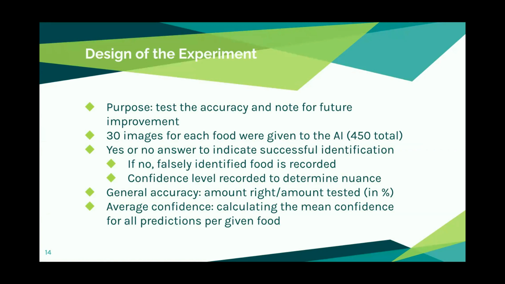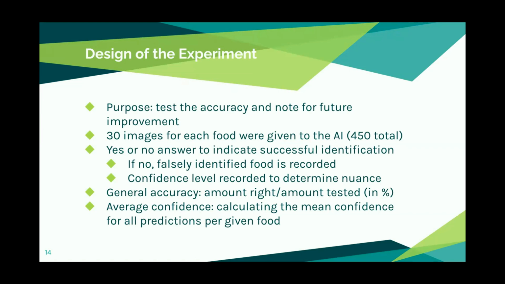To carry out the experiment, 30 images of each food were given to the AI for it to identify, which sums up to a total of 450 images. A yes or no answer was recorded to indicate whether the AI successfully identified the food or not, and if not, the falsely identified food item was also recorded. The confidence level was noted for the purpose of determining nuance, and the general accuracy was determined by dividing the amount successfully identified for a given food by the amount of images tested per food, and this fraction was then represented as a percentage.